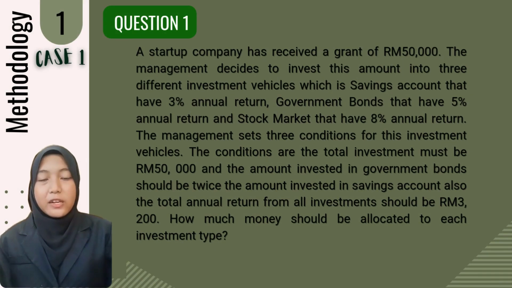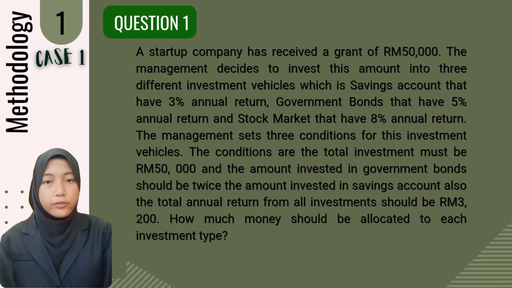Now, we move to methodology. Question 1 is under case 1. The question is, a startup company has received a grant of 50,000. The management decides to invest this amount into 3 different investment vehicles: a savings account that has 3% annual return, government bonds that have 5% annual return, and the stock market that has 8% annual return.